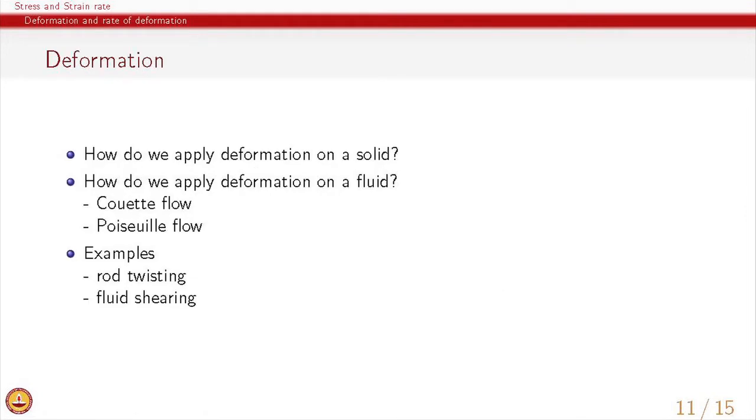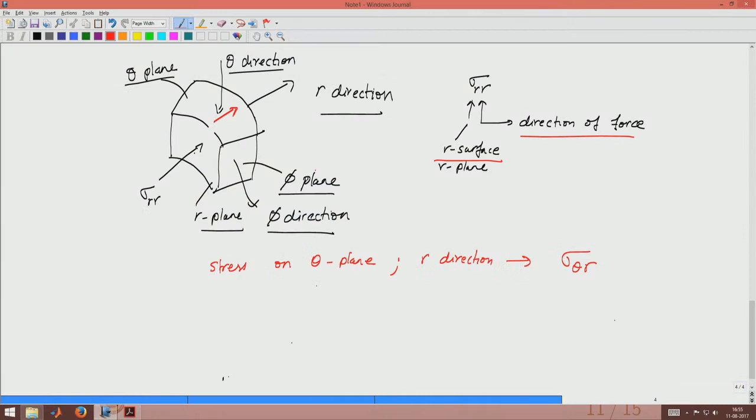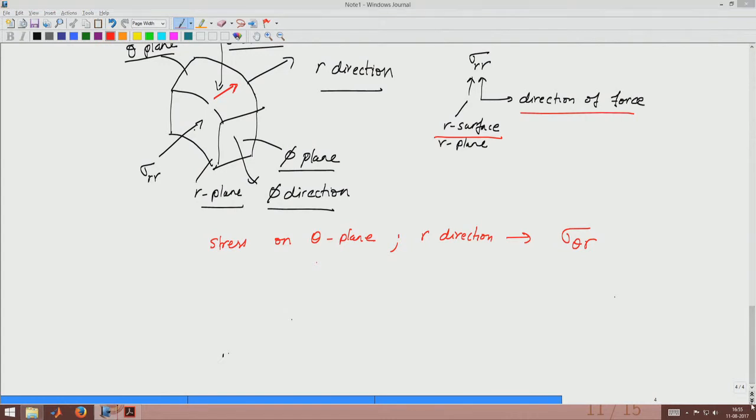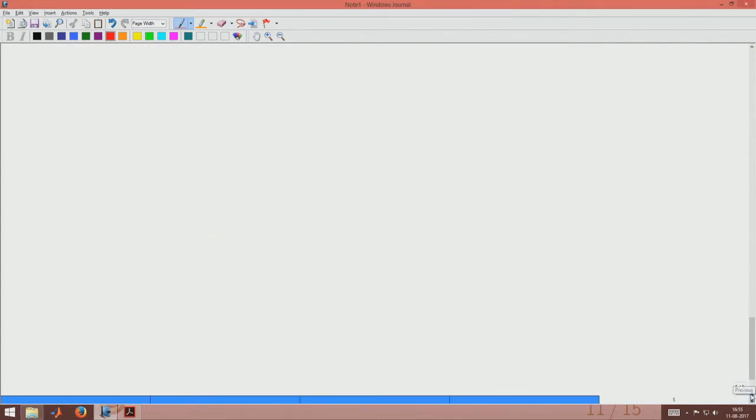So, in general, before we define the quantities which quantify deformation, let us just ask this question: what do we mean by deformation in a solid, and more importantly how do we apply deformation in a solid? Generally, for example, when we learn strength of materials or when we look at solid mechanics, what we have is a solid body which can be applied different types of deformations.